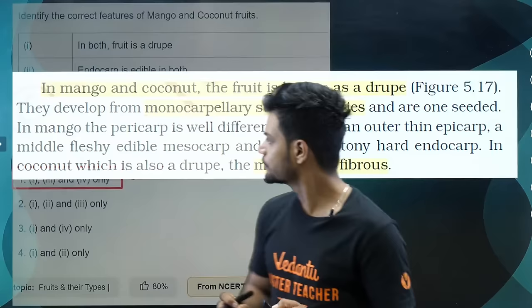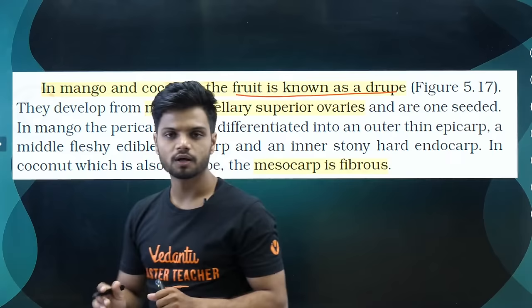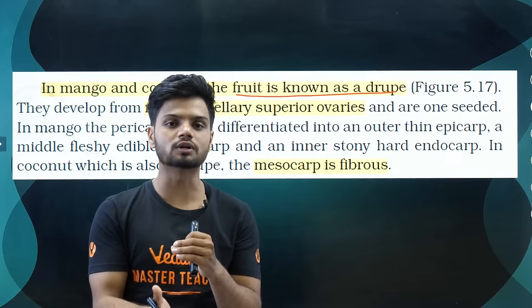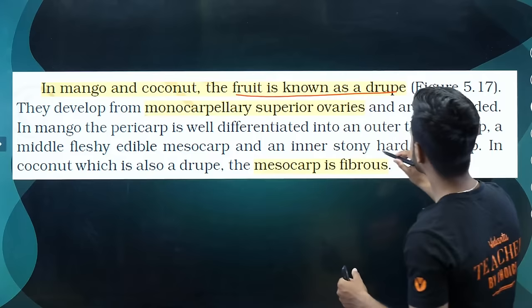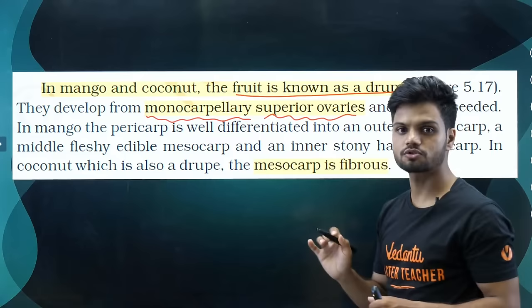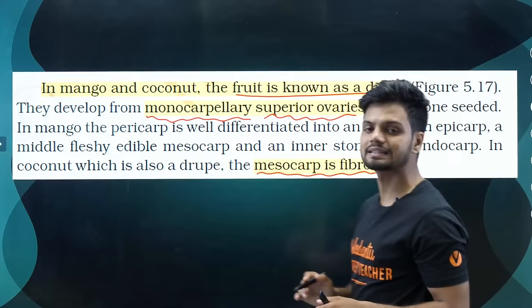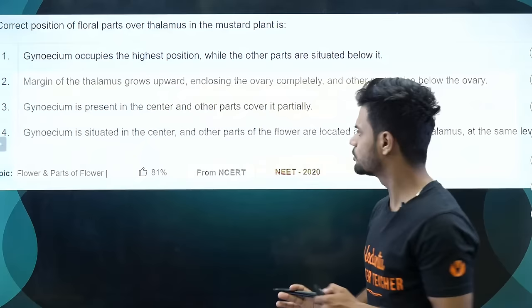Clear? So if you look at your NCERT lines, mango and coconut fruit are both called drupe. In the case of drupe, the endocarp is stony and you cannot eat it. Then it is developed from a monocarpellary superior ovary. Then mesocarp is fibrous in the case of coconut and fleshy in the case of mango. Easy question, easy answer.